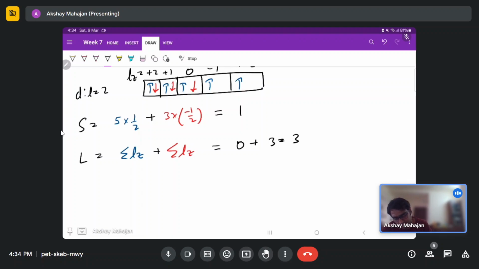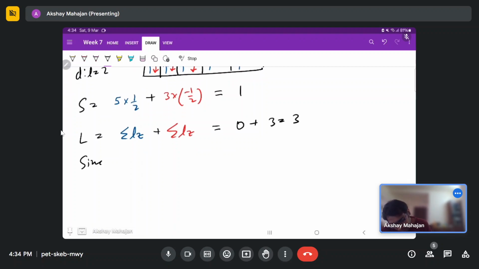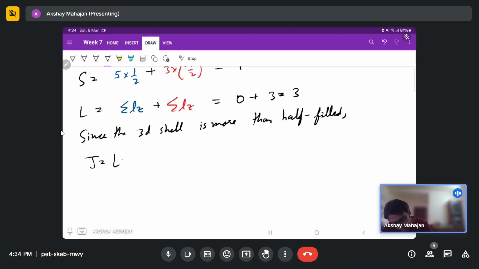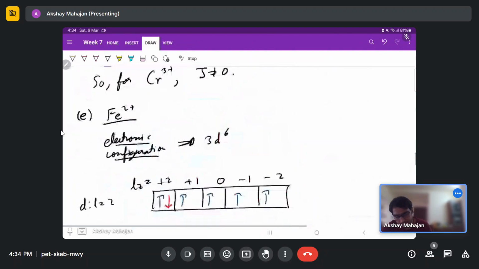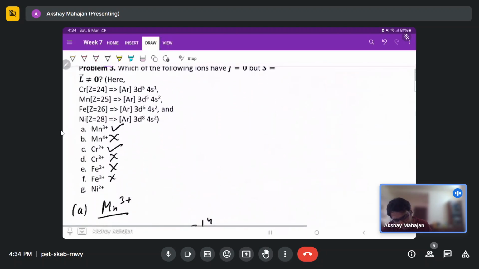And now since the 3d shell is more than half filled, we will have J equal to L plus S, which is 3 plus 1, which will be 4. So for Ni2+, J is not equal to 0, so this is also not our answer.